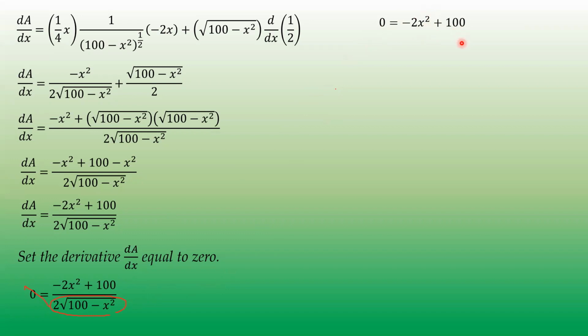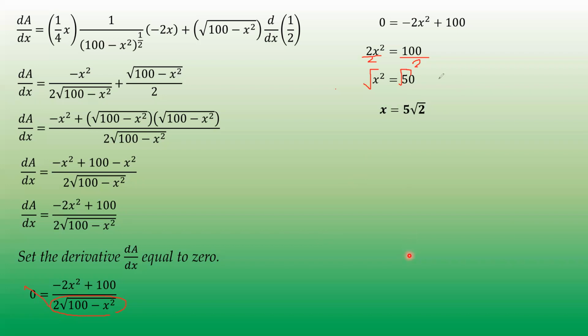So we can now solve for the value of x. Transpose muna natin yung negative 2x squared. Kaya magkakaroon ka ng positive 2x squared equals 100. And we divide both sides by 2. So divide by 2, magkabilang side ng equation. So magkakaroon ka na lang ng x squared equals 50. Then, to solve for x, so we're going to take the square root of both sides. Kaya magkakaroon tayo ng x equals 5 square root of 2.